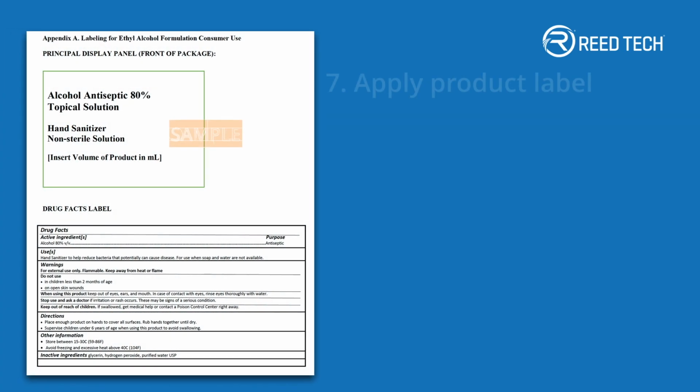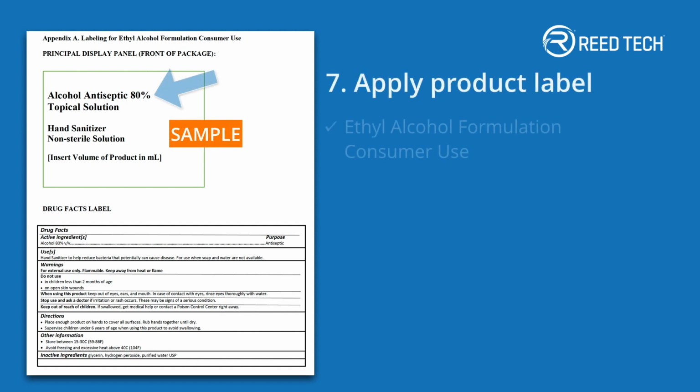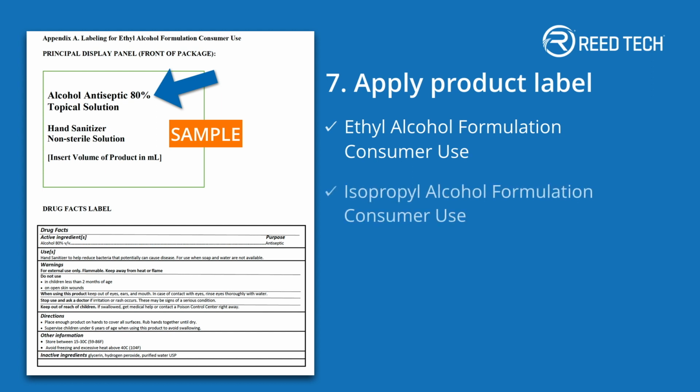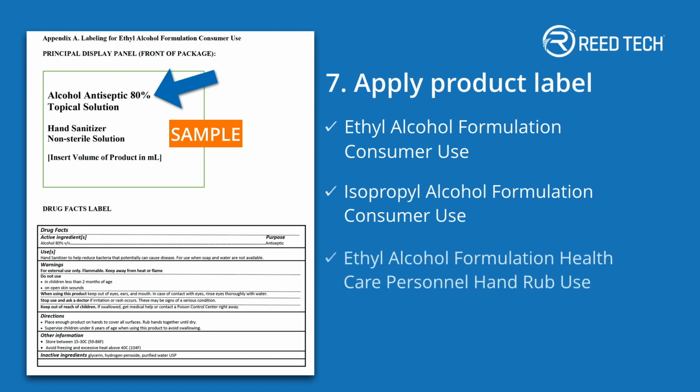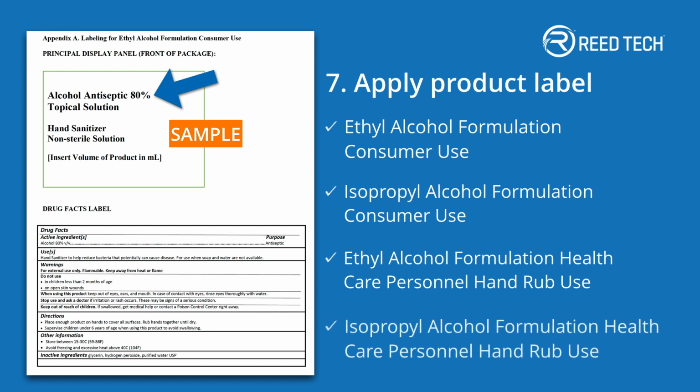Guideline 7, the finished hand sanitizer product must have a product label that includes product information, concentration, intended use, total volume, etc. And it also includes a drug facts table. The FDA guidance document includes sample labels of 4 combinations of ethyl alcohol or isopropyl alcohol as the active ingredient formulation, and the consumer or healthcare personnel as the intended user.